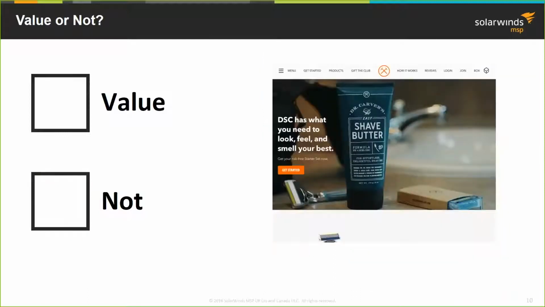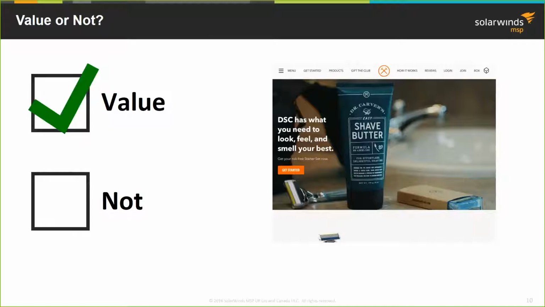Let's take a look at the next one. This is all about the Dollar Shave Club. So, they've got some pretty funny ads out there. You may have seen some of them, and they're telling us that they have what we need to look, feel, and smell our best. Get your risk-free starter set now. What do you think? Value-driven or not?